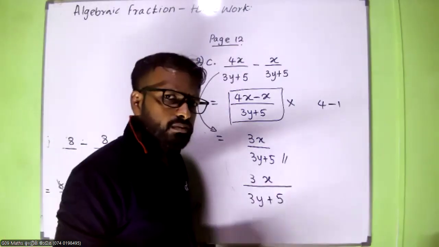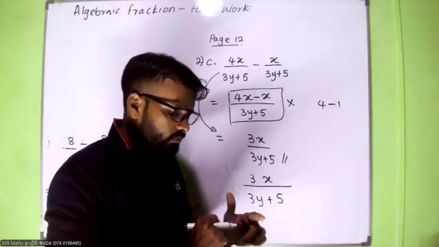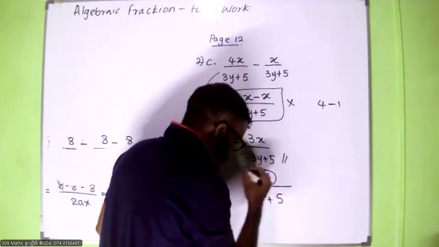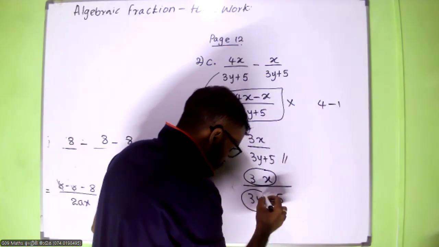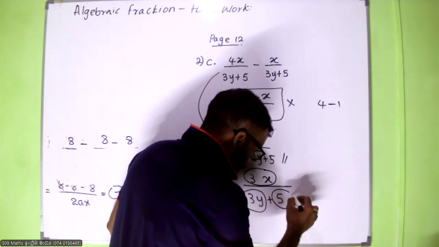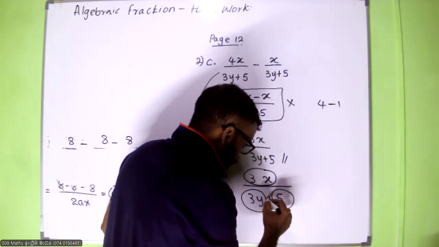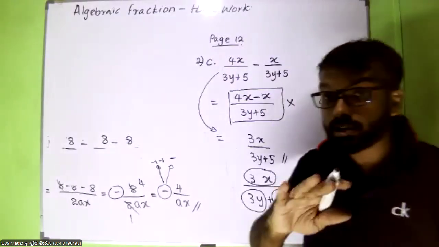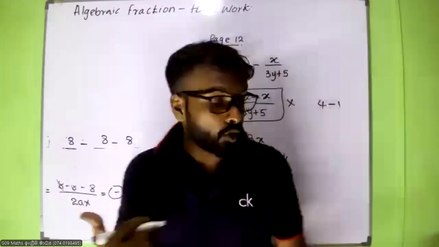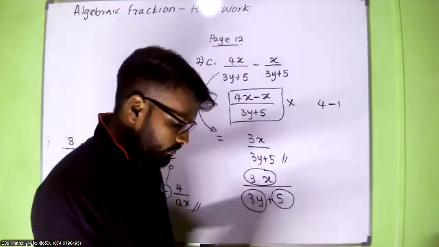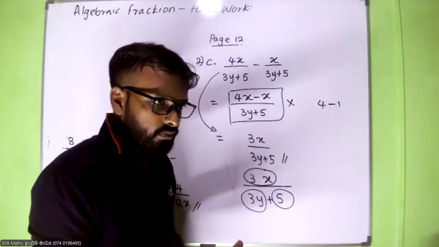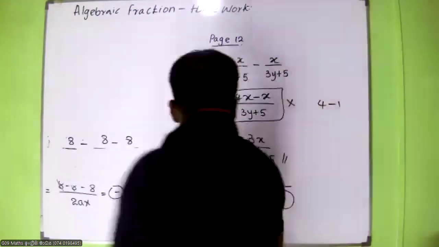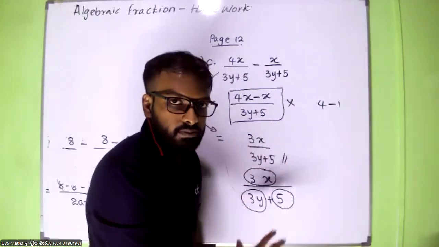How many terms are there in the numerator and the denominator? 1, 2, 3. Yusuf, how many terms are there in the numerator and the denominator? And others, you should look at this. In the numerator and the denominator, how many terms are there? Tell me. 3. Correct? So, there are 3 full terms.